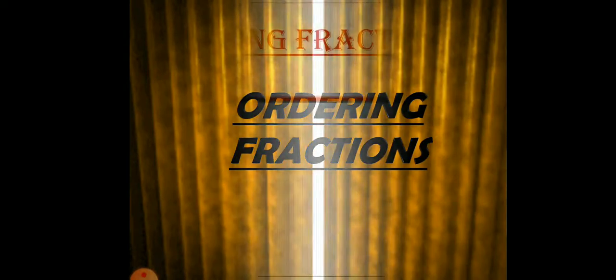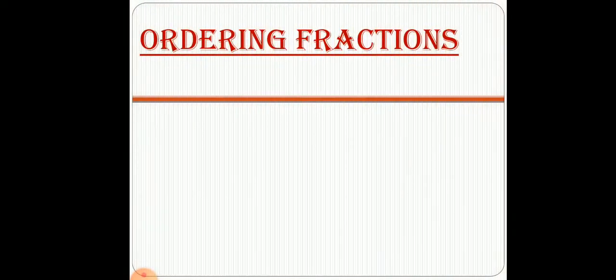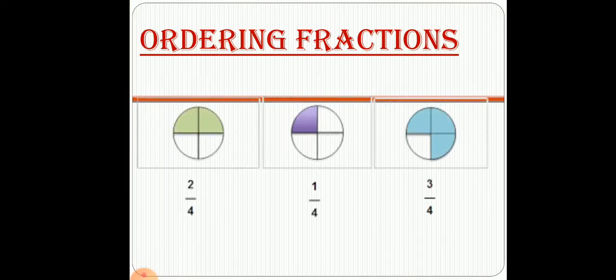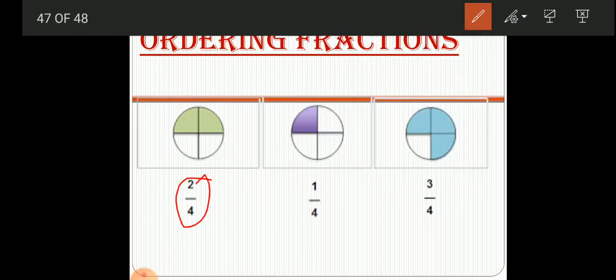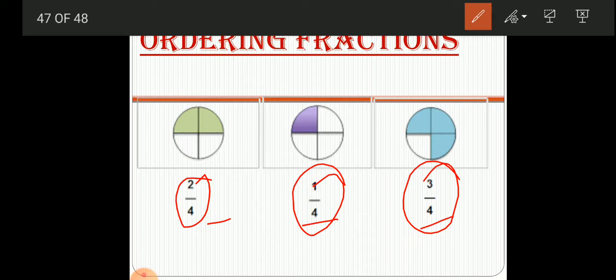Now we'll be learning about ordering fractions. How to order the fractions, like in ascending or descending order. As you can see here, there are 3 different fractions. The first is 2 by 4, the second is 1 by 4, and the third is 3 by 4. You can see the denominators are same, that is all the 3 circles are divided into 4 equal parts. But in the first one, the number of parts shaded are 2, here it is 1, and here it is 3.